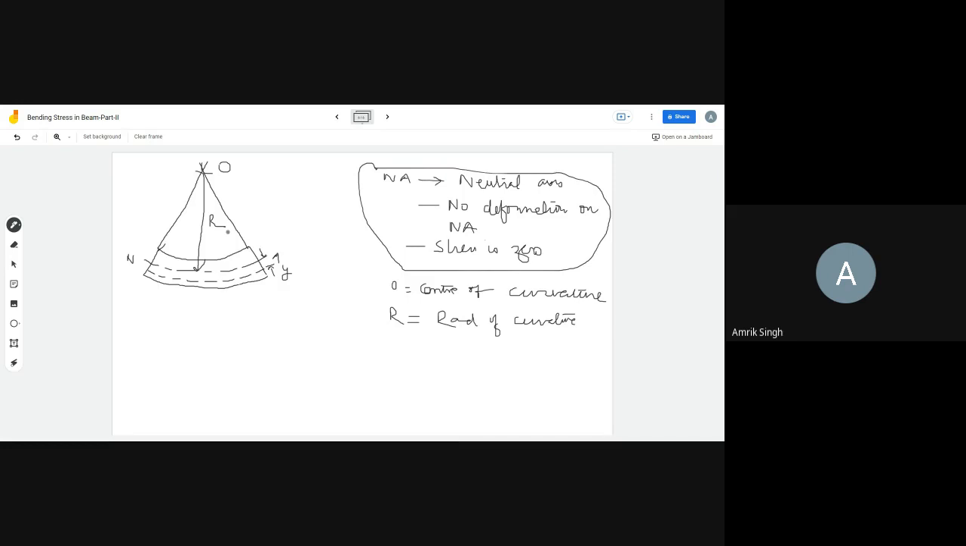So if a beam has a very large radius of curvature, the curvature will be smaller. This curve is the curvature and this is the radius of curvature. If the radius is large, then this curvature will be very small. And if the radius is less, the curvature will be more, so the beam will bend more like this. Its radius of curvature will be small. Okay, so R is inversely proportional to curvature.